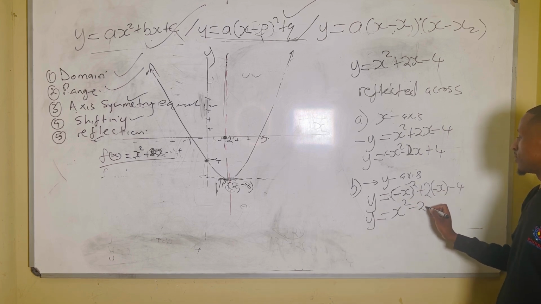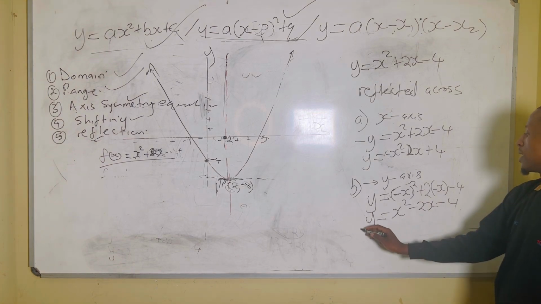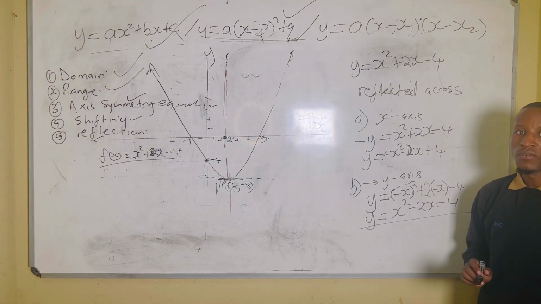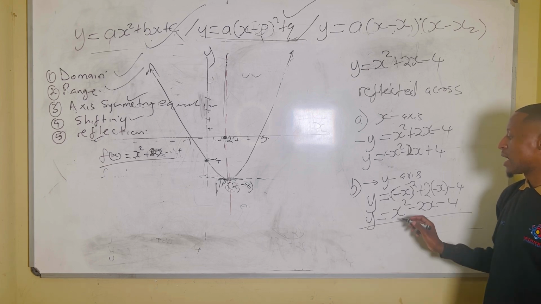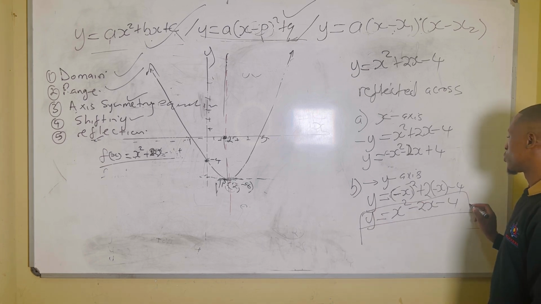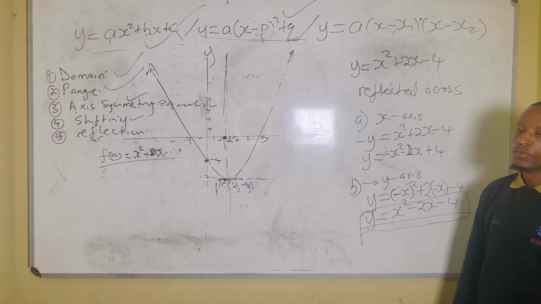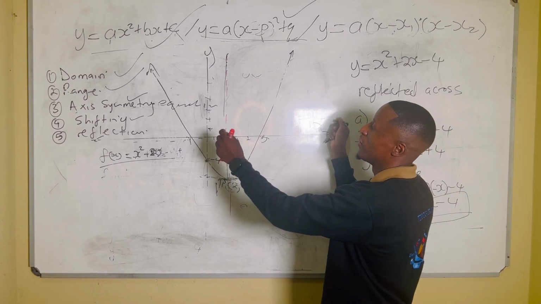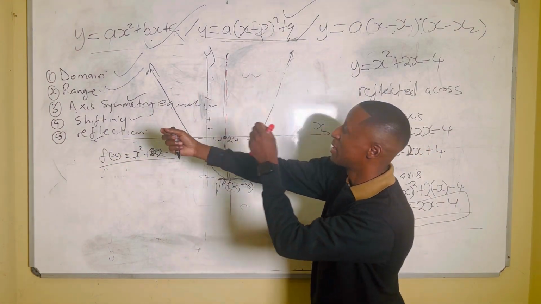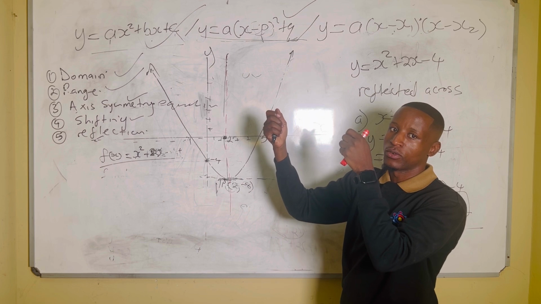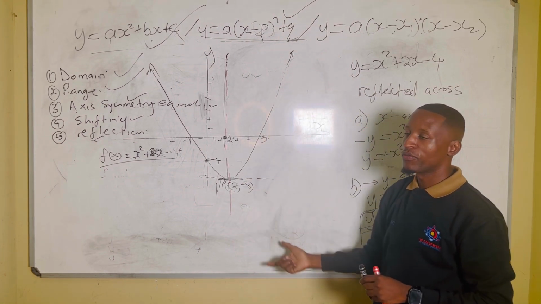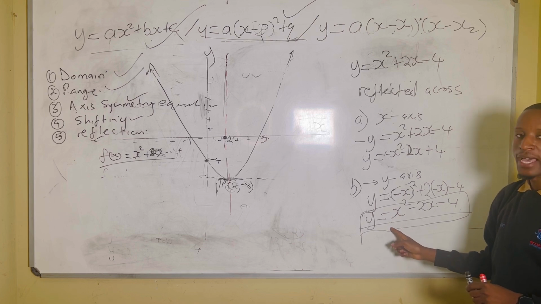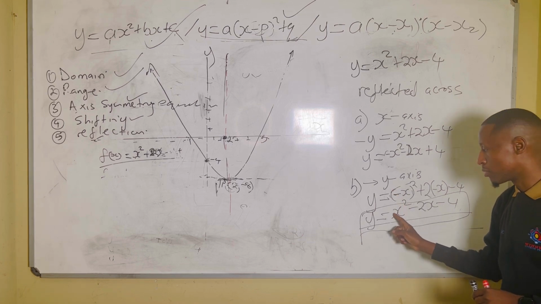This one, negative 2x minus 4, will be the new equation of the graph. Yes, so that's how reflection works. This will be your new equation of the graph. You can just draw this graph and flip it in this way, or flip it the other way. The shape that you're going to get will be the new shape. It's still going to be facing up. The value of a must still carry the same sign. It must still be positive.